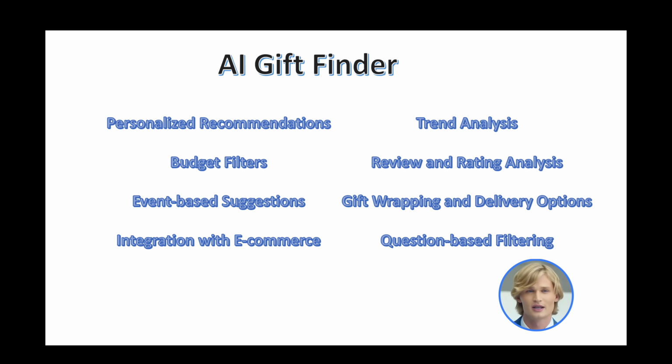5. Trend analysis. Using real-time data, the plugin could suggest trending or popular gifts in certain categories. 6. Review and rating analysis. The AI could pull in reviews or ratings of products and suggest top-rated gifts. 7. Gift wrapping and delivery options. Provide information or options for gift wrapping, personalized messages or delivery choices based on the e-commerce platform's capabilities. 8. Question-based filtering. The AI could ask a series of questions about the gift recipient to refine the recommendations.